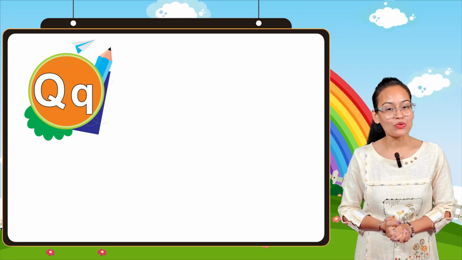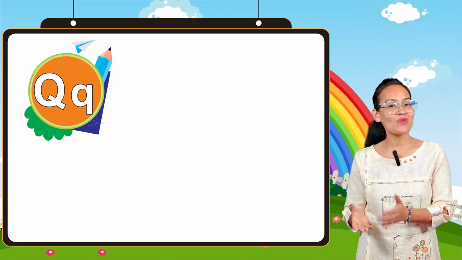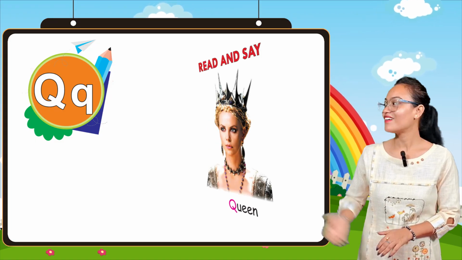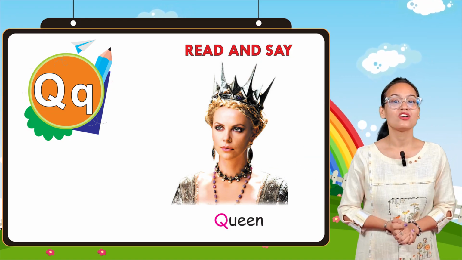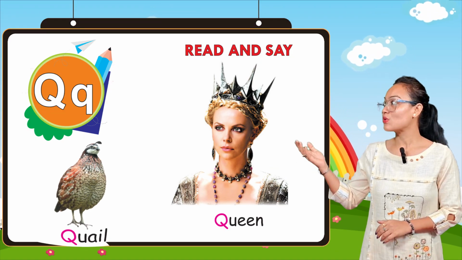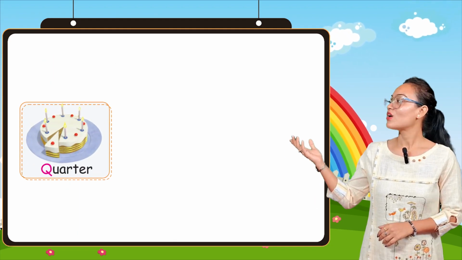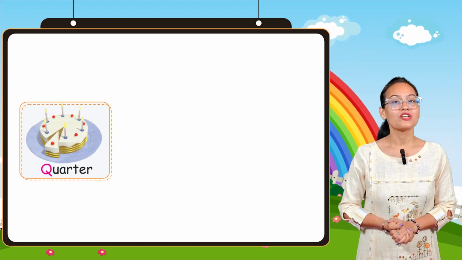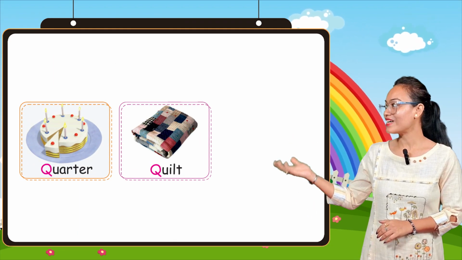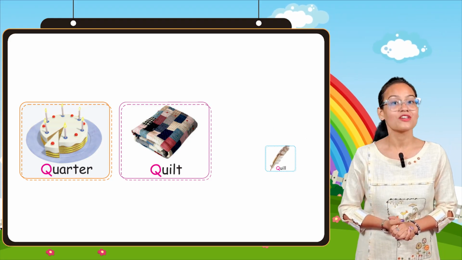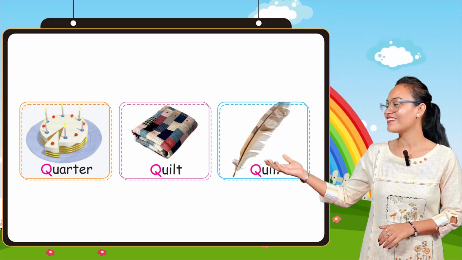Alphabet Q. Capital Q, small q. Q for queen, Q for quell, Q for quarter, Q for quilt, and Q for quill.